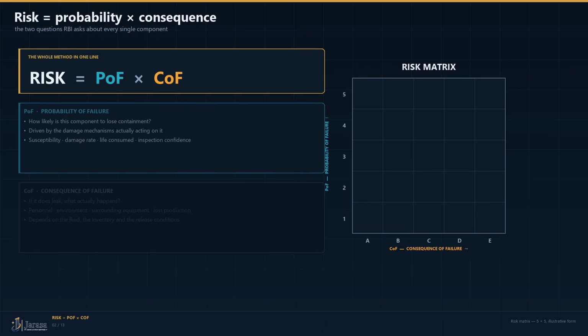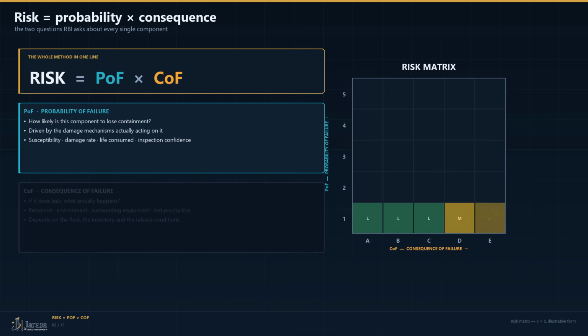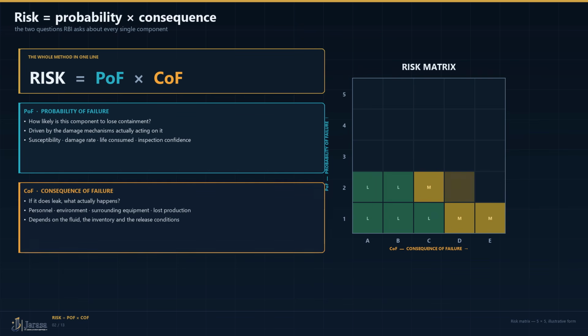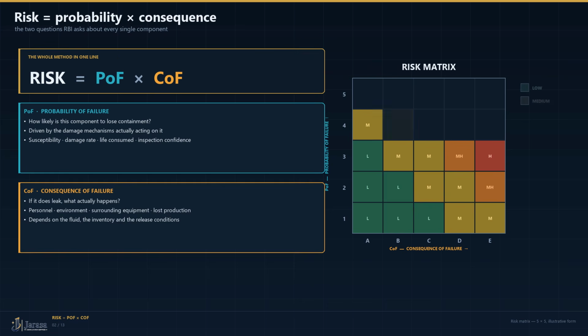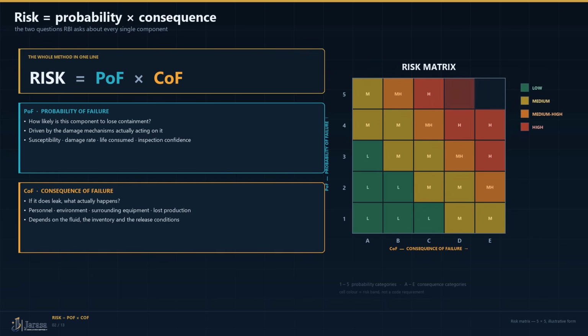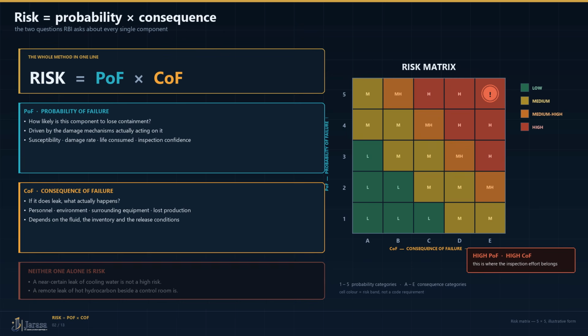RBI does not rank equipment by age, or by habit, or by whichever item is easiest to reach. It ranks by risk. And risk has two dimensions: the probability that a component fails, driven by the damage mechanisms actually acting on it, multiplied by the consequence if it does fail. Plot probability against consequence and you get a risk matrix. High probability, high consequence sits in the red corner, and that corner is where your inspection effort belongs.